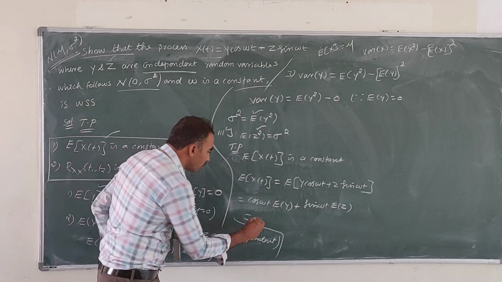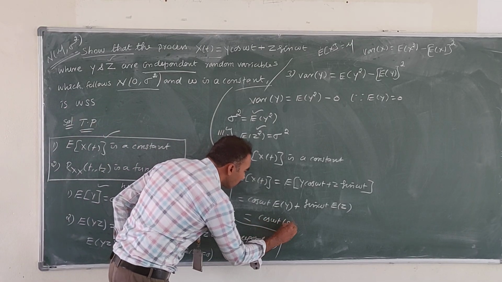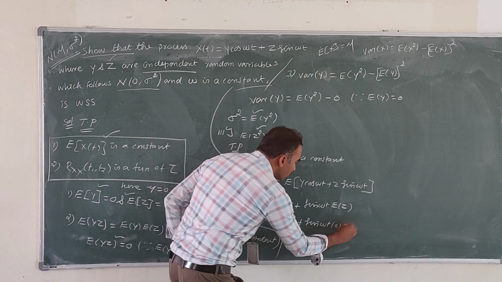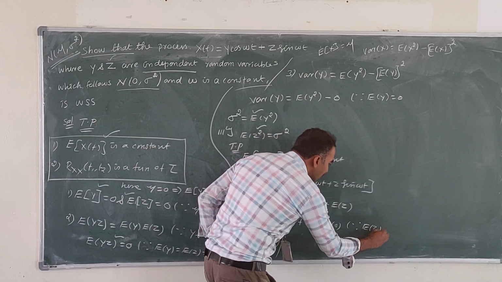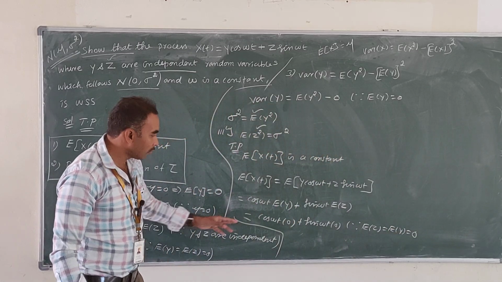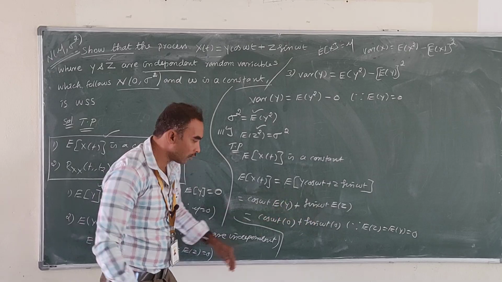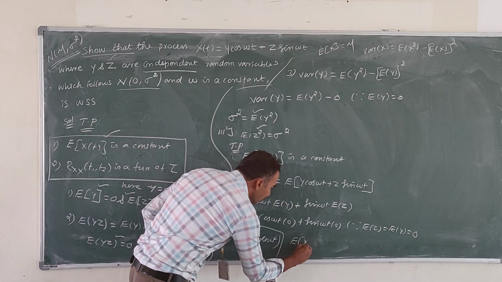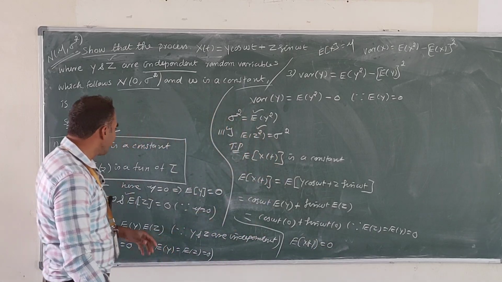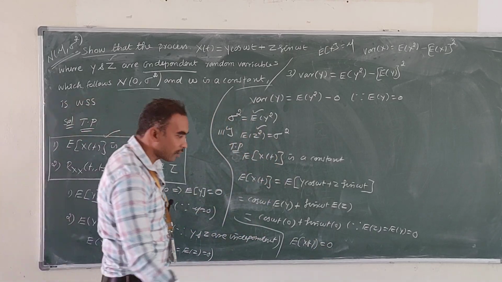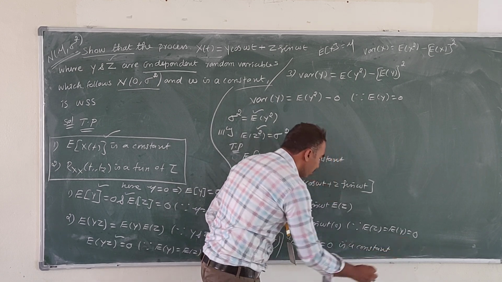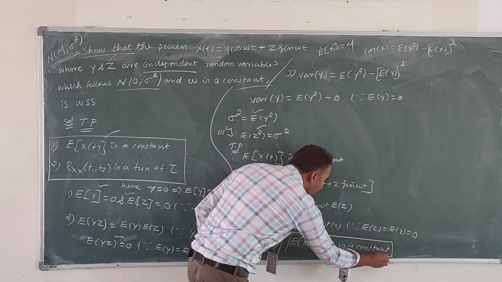So cos omega t into 0 plus sin omega t into 0, since E of z and E of y equal 0. So 0 into the number is 0. So E of x of t equals 0. If we get 0, what is the meaning? It is a constant. So in one case, we have proved the constant.